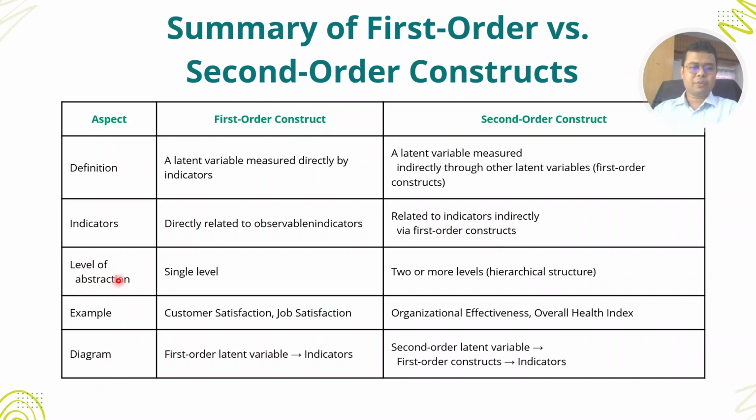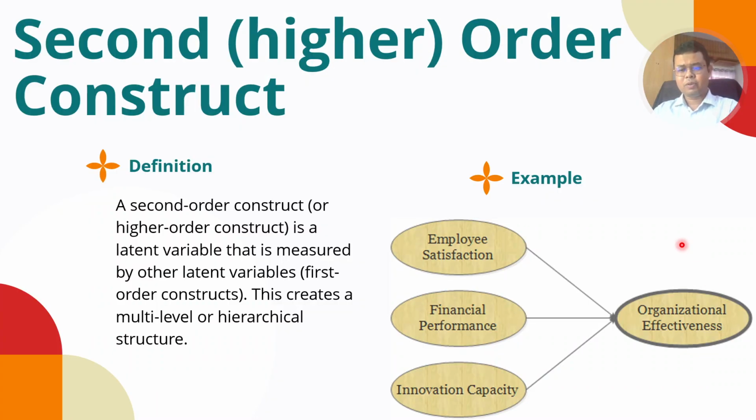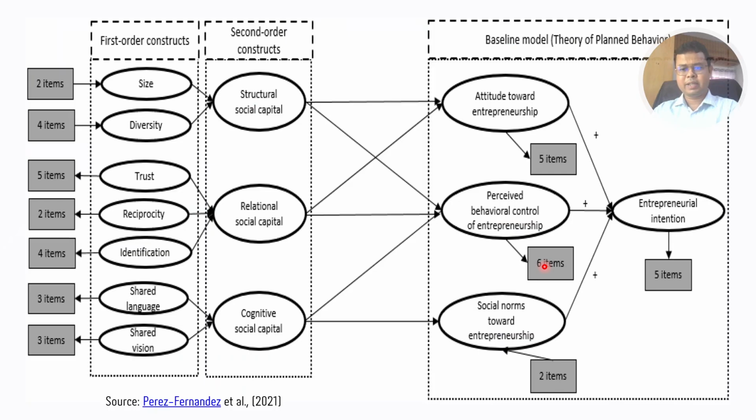So the level of abstraction is a single level in one case, and two or more levels in the other, right? It's hierarchical. Example, customer satisfaction, job satisfaction, and so on. On the other hand, organizational effectiveness, overall health index. There's the diagram. Actually, the first order latent variable diagram, the second order is quite step by step or hierarchical. So to understand more, you can see this path model, right, to understand the first order construct and higher order or second order construct, right?